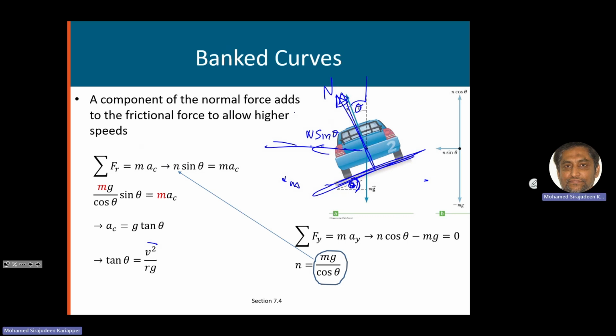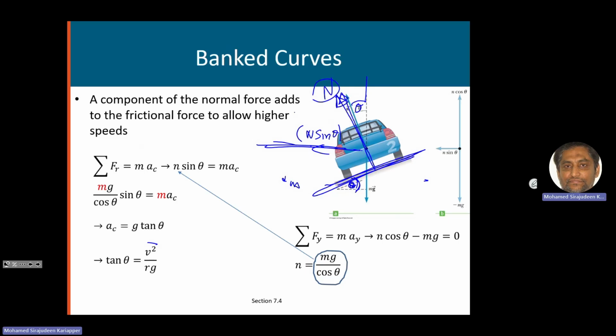So now the N sine theta is not zero anymore because theta is not zero. When it is completely vertical, theta is zero. Then the N sine theta will be zero. It is useless. But the moment you incline the road, bank the road, then it is possible for this normal force to provide the centripetal force. So now if someone asks you, why do we bank the road? You have an answer. What is the answer? To provide the centripetal force from the normal force.